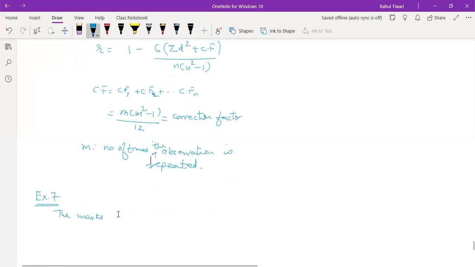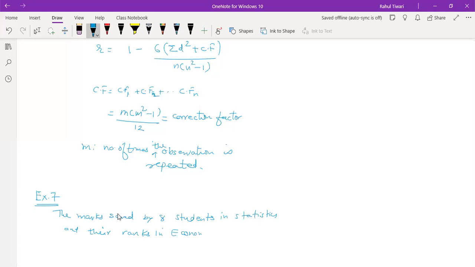I'm just writing that one example. Let's understand the example first. The marks scored by 8 students in statistics and their ranks in economics are given below.